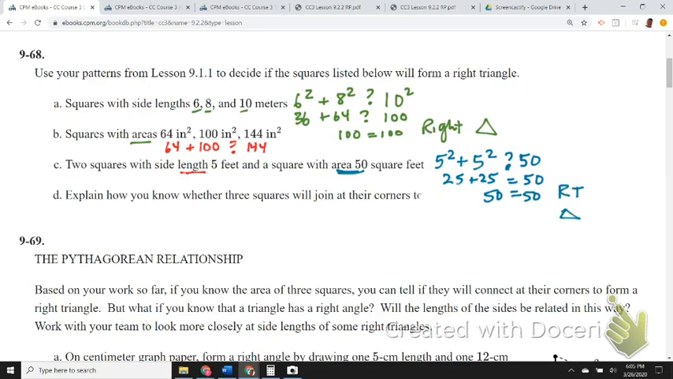All right. And then question D says, explain how you know whether 3 squares will join at their corners to create a right triangle. Basically, I want you guys to pause the video right now and put in your own words how we know that 3 squares, when we join the corners, the vertices of each square, will form a right triangle. How can you guarantee that? Okay, so go ahead and pause the video right now and answer that.